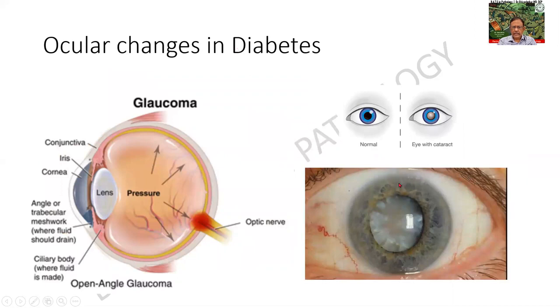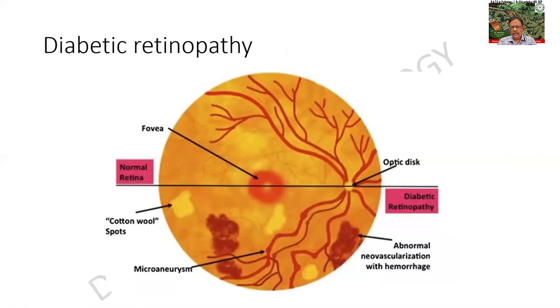The ocular changes will include, look at this one, a beautiful pair of eyes. Only thing, one eye is showing an opaque element, and that is a diabetic cataract. You cannot see through it. So it is a cataract. Or there can be a pressure building within the posterior chamber leading to what is called glaucoma. Two important complications in a case of diabetes, a diabetic glaucoma and a diabetic cataract.